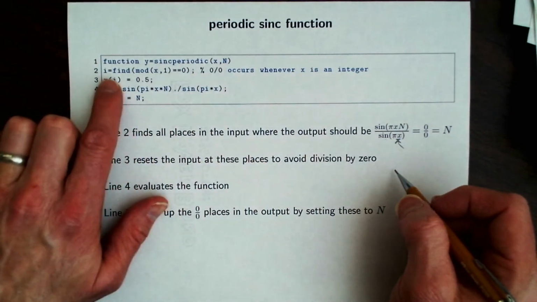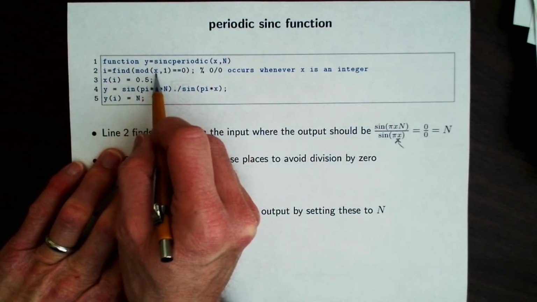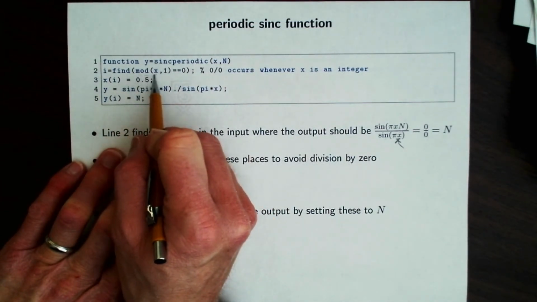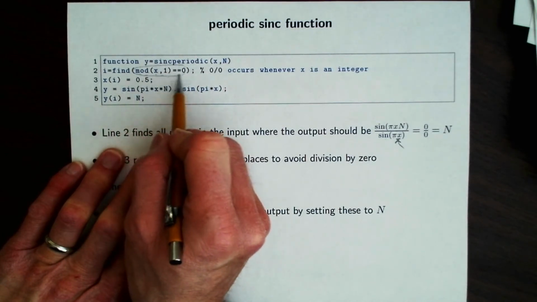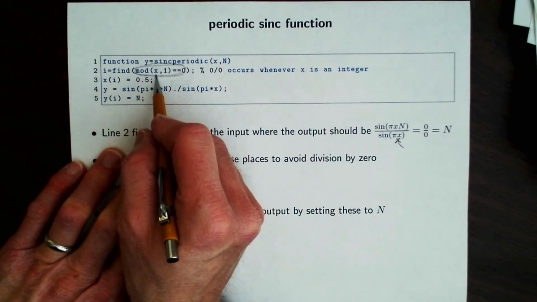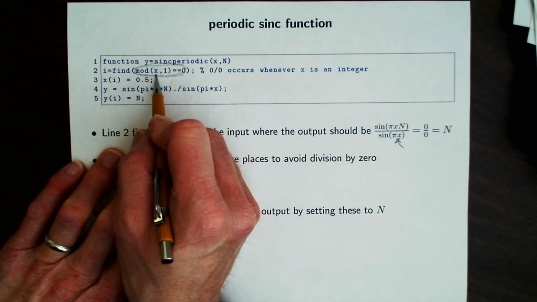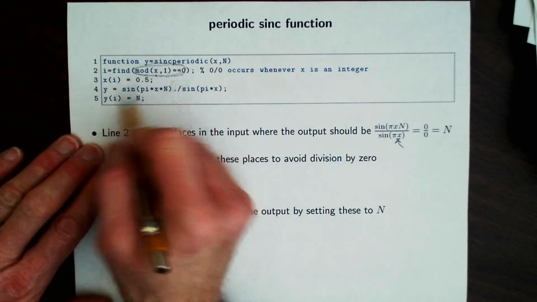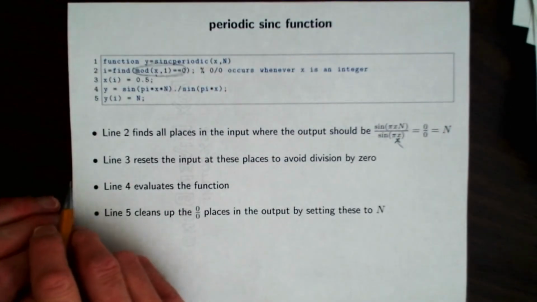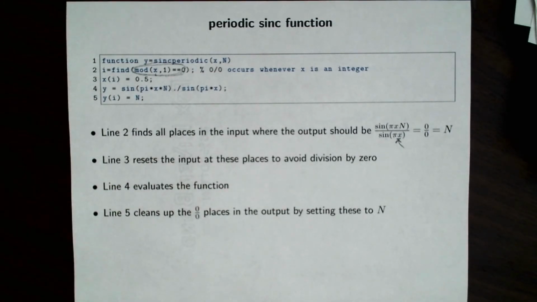And so what I've done is written some new code here where we look through the input array for all those points where x takes on an integer value. And I find the integer values using the modulo function. So if you take any real number modulo 1, if that modulo returns 0, then that input value must have been an integer. And after that, we just follow the same procedure as before. But instead of evaluating the sinc function, we evaluate this periodic sinc function.